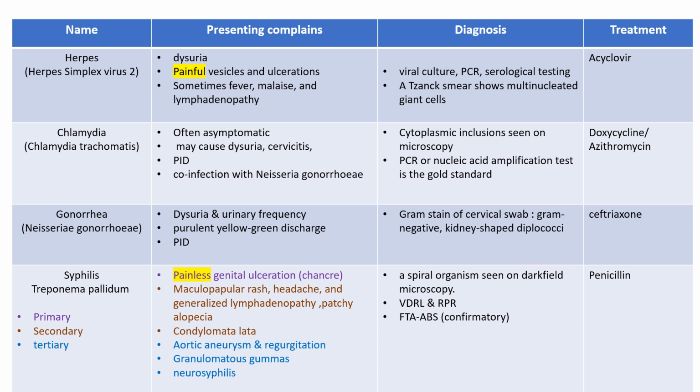And in the tertiary phase, it can present with cardiovascular effects, like affecting the aorta, causing aortic aneurysm and regurgitation. It can even affect the nervous system, causing granulomatous gummas and neurosyphilis. Under the microscope, you can see a spiral organism, but the confirmatory test is the fluorescent treponemal antibody absorption. And the treatment is penicillin.